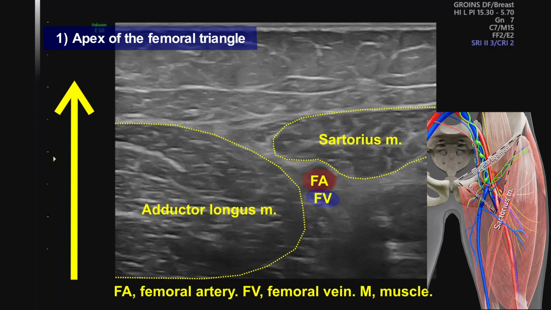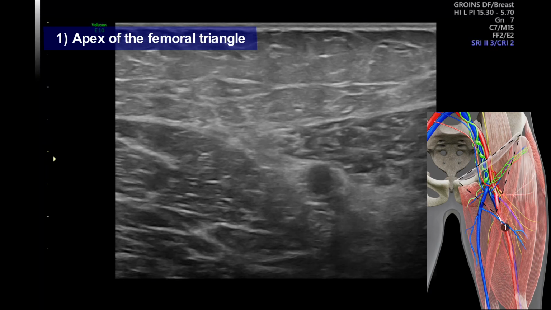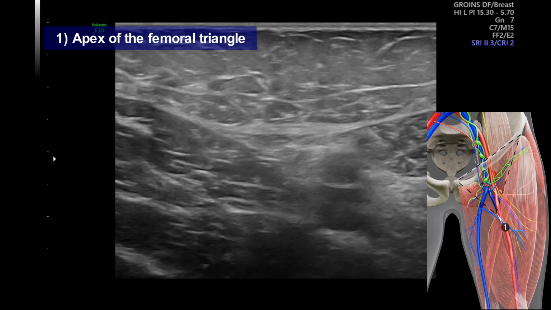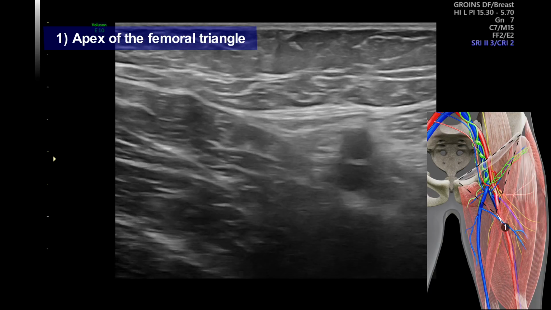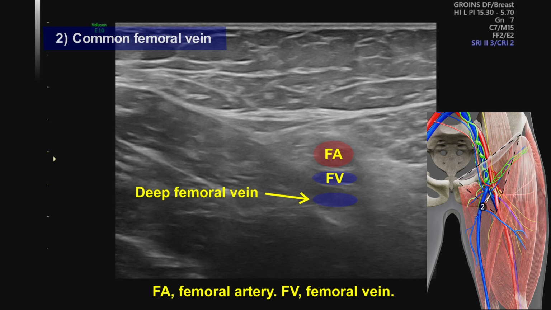Color Doppler may be used to detect the vessels if they are not immediately apparent, and the image should be optimized. First attention is paid to the femoral vein. At the apex of the triangle, the femoral vein lays dorsally to the artery. The femoral vein receives the deep femoral vein and forms the common femoral vein.